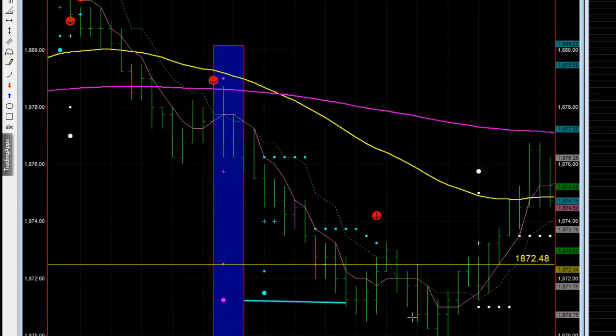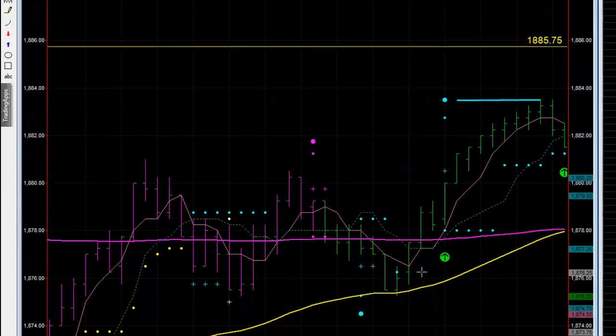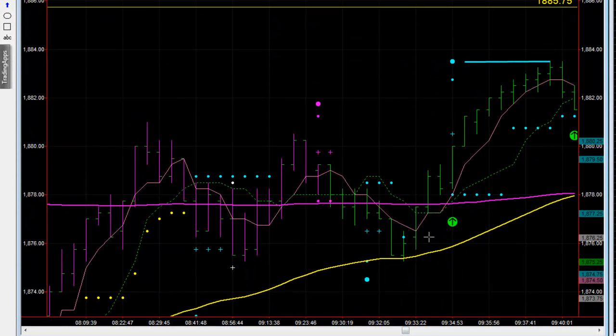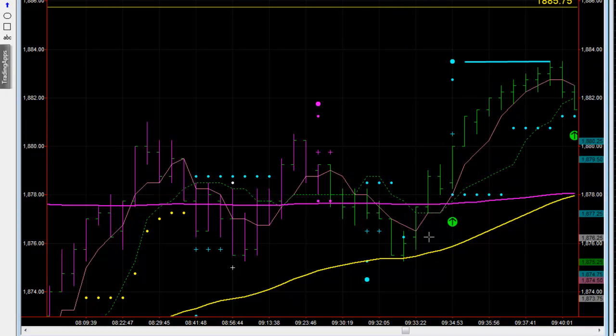All right, so what have we got here? Again, I marked all this up yesterday. Okay, so again, my bars turn green at 9:30, but we wait 5 minutes.